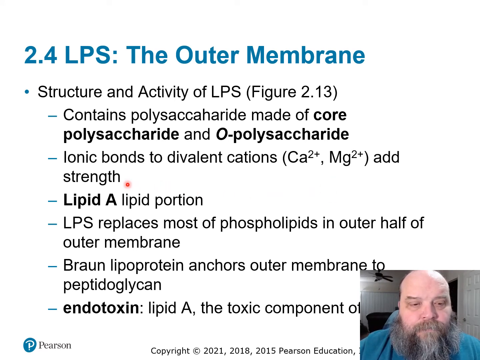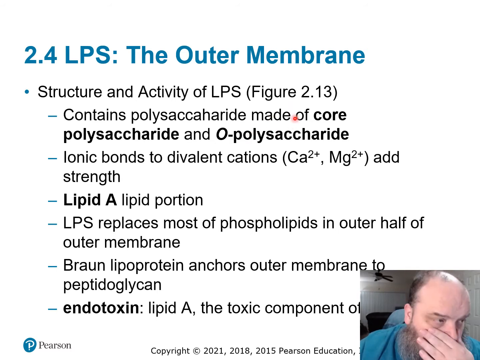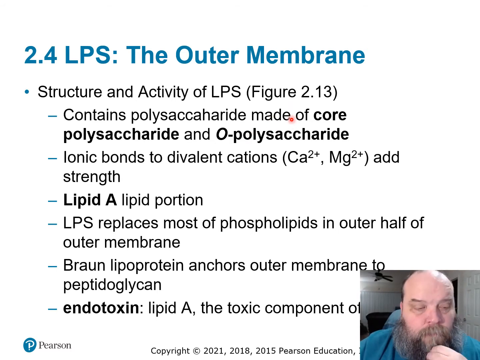But here's the kicker. The core and the O polysaccharide are attached to a part known as the lipid A portion. Lipid portion, remember the lipopolysaccharide. Lipid A is the part that's actually embedded in the outer membrane. The LPS is going to be the primary constituent of this outer membrane. The O and the core have some biological things that they do for the cells, but it's that lipid A portion that's part of the outer membrane.